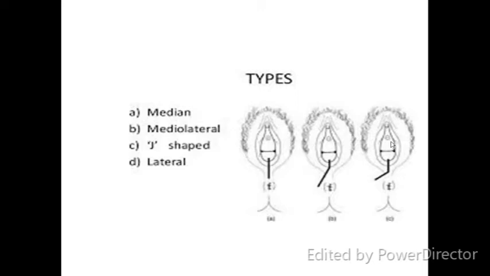What are the types of episiotomy? Median, as it is seen in A. It is from the introitus, perpendicular to the anus, just before the external anal sphincter, above the anal sphincter. Okay. Second is the mediolateral. Third is the J-shaped, and fourth is the lateral. It is not given in this picture.